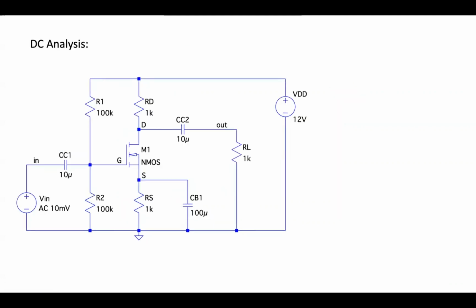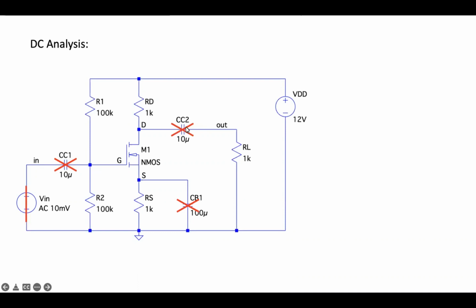So when doing the DC analysis, we are going to short out the AC input voltage, all right? And we are going to use only the DC supply. And at the same time, we are going to consider all external capacitors as open circuits. So coupling capacitor 1 will be treated as open circuit. So the input voltage, although it is already shorted, is no longer connected to the gate.